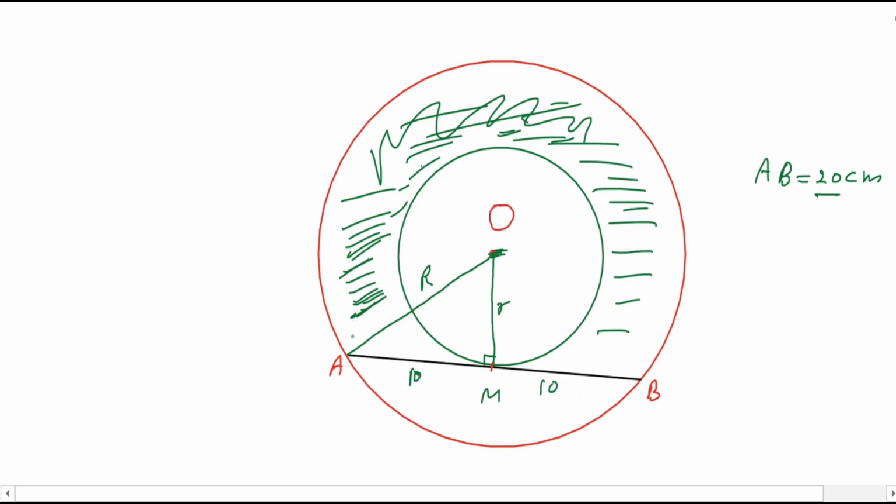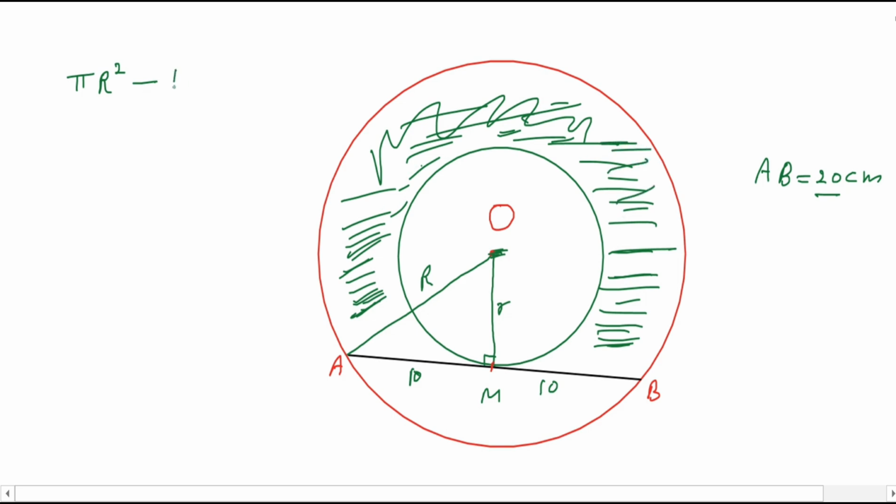So if we have to find the area of this circular ring, very first we can consider that the area of the bigger circle will be equal to pi R square. If we subtract the area of the internal circle from the bigger circle, that will give the area of this ring. That means if we calculate the area of the bigger circle and subtract the area of the internal circle, the area that remains will be the area of this ring.